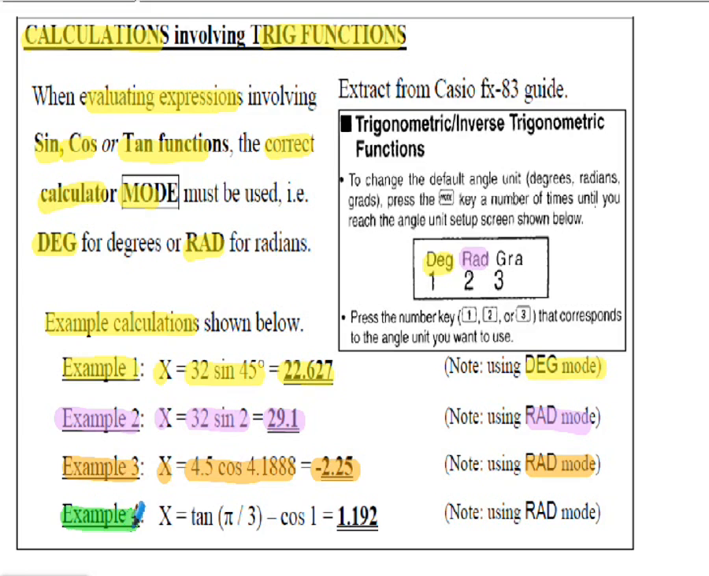And finally with example 4, x is equal to the tan of pi upon 3 minus cos of 1. Again, the pi in the angle really gives away it's in radians, but there's no degree symbols anyway, so we would assume radians in this case. So if we're in radian mode, then the answer would be 1.192.